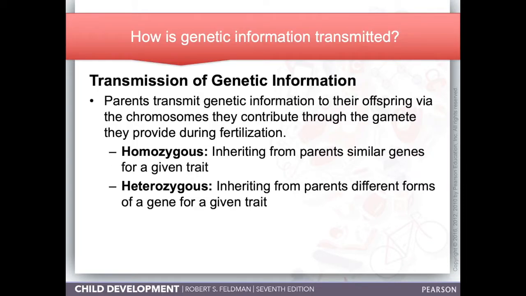How is genetic information transmitted? Parents transmit genetic information to their offspring via the chromosomes they contribute through the gametes they provide during fertilization. You have your two types here: homozygous, inheriting from parents similar genes for a given trait, and heterozygous, which is inheriting from parents different forms of a gene for a given trait.